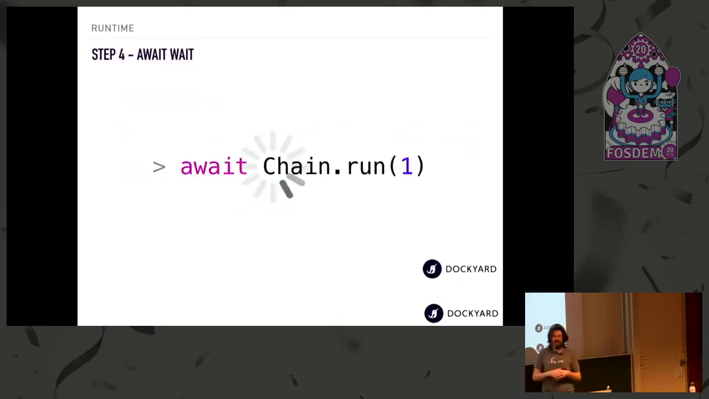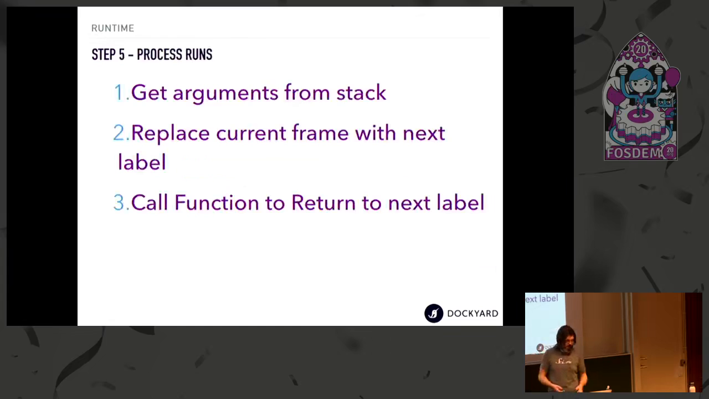Or abnormal exit, I should say. Normal exit's fine. Back in JavaScript, chain run 1 returns but a promise, so the wait code just waits. In any given frame of the compiled code, we're going to get the arguments from the stack, replace the current frame and pointer and next label, and do that.